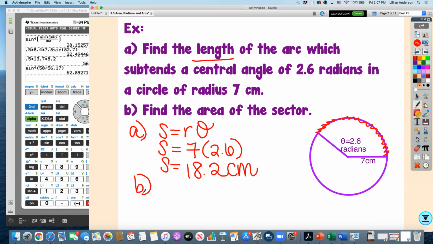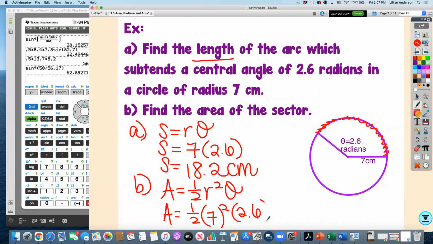To find our area, the formula is 1/2 r squared theta. We plug in again. I know my radius is 7, so I square it. And my angle, which is in radians already, I don't have to do any converting. I just plug in to get my area.